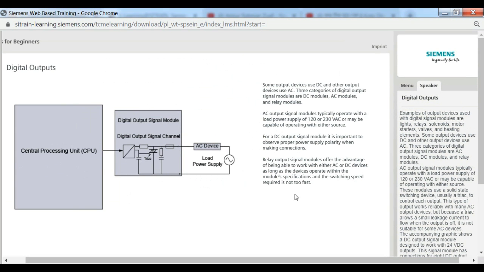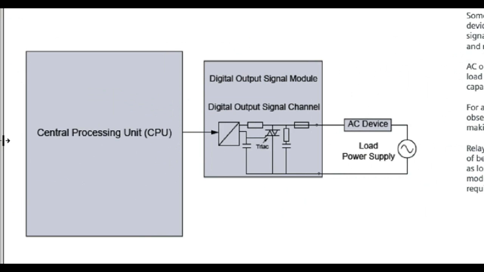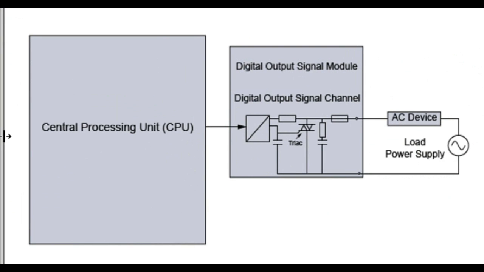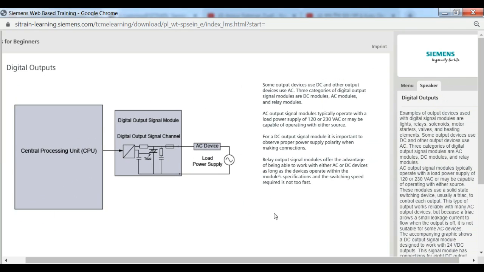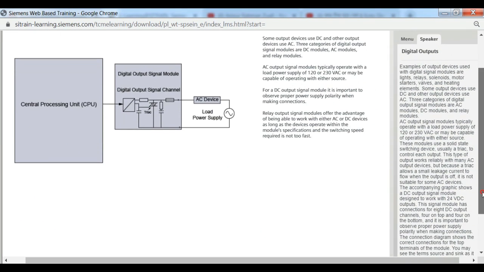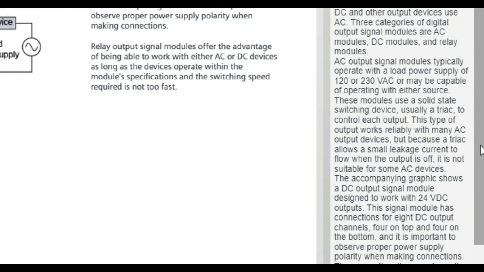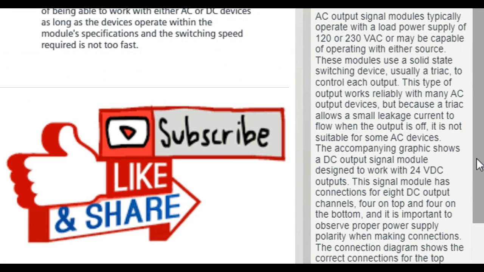AC output signal modules typically operate with a load power supply of 120 or 230 volts AC, or may be capable of operating with either source. These modules use a solid-state switching device, usually a triac, to control each output. This type of output works reliably with many AC output devices, but because a triac allows a small leakage current to flow when the output is off, it is not suitable for some AC devices.